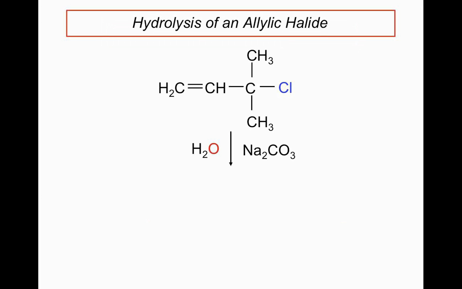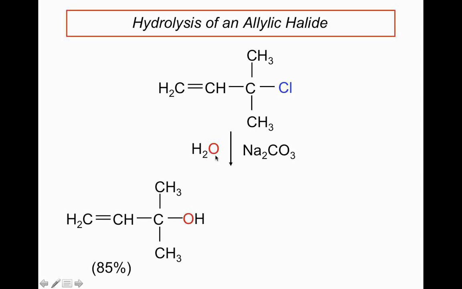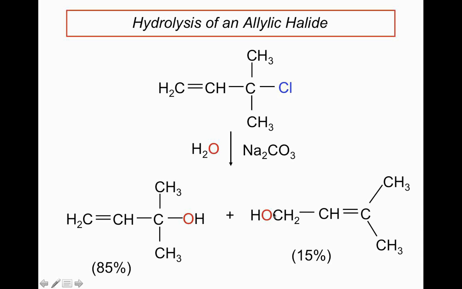Let's look at the impact of the resonance structures of an allylic carbocation on the resultant products in a solvolysis reaction. Here we have a simple substitution reaction in which we're going to replace the chloride leaving group with a hydroxyl group from water. Notice that we get out 85% of one of the products, in this case a tertiary allylic alcohol, as well as a secondary product, a primary allylic alcohol.